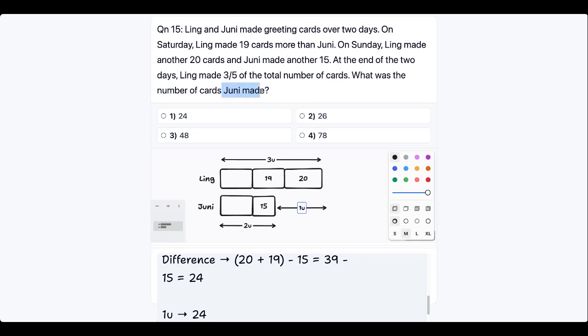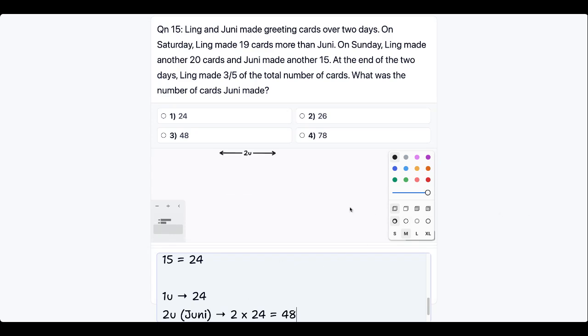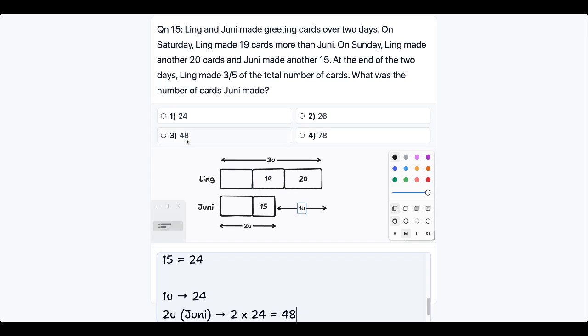So we want to know how much Junie has made, which is basically 2 units. So 2 units of Junie is equal to 2 times 24, which is equal to 48. So the answer to this question is 48, which is option number 3. All right, that's it.